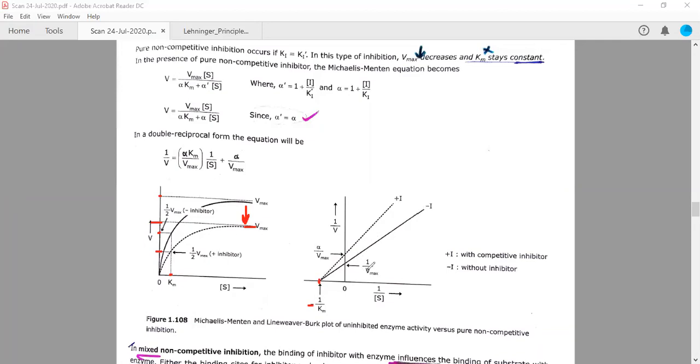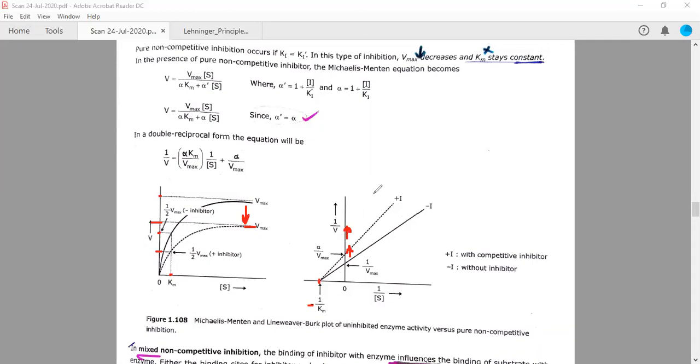But because the Vmax is decreasing, and we are taking the reciprocal value of rate, 1 upon V, if the Vmax decreases, the line's intercept will move up. So if you increase the concentration of inhibitor, it will move further up. That's how it will change. So Vmax will decrease. We are moving up, but because this is the reciprocal value, Vmax is decreasing.